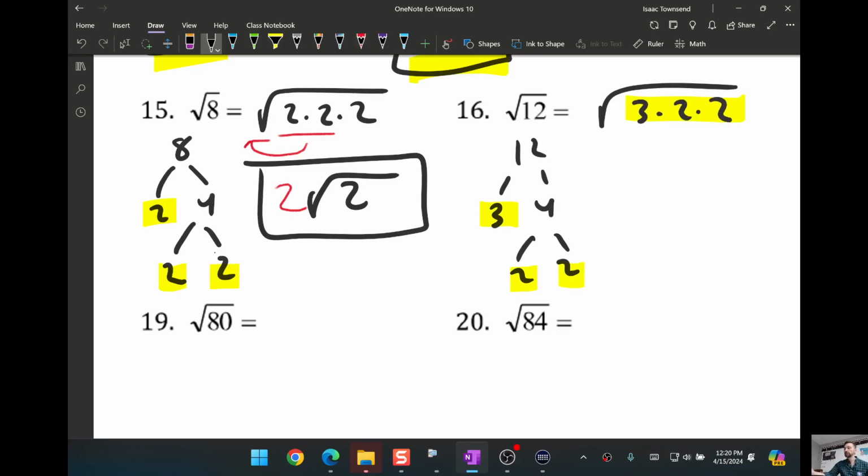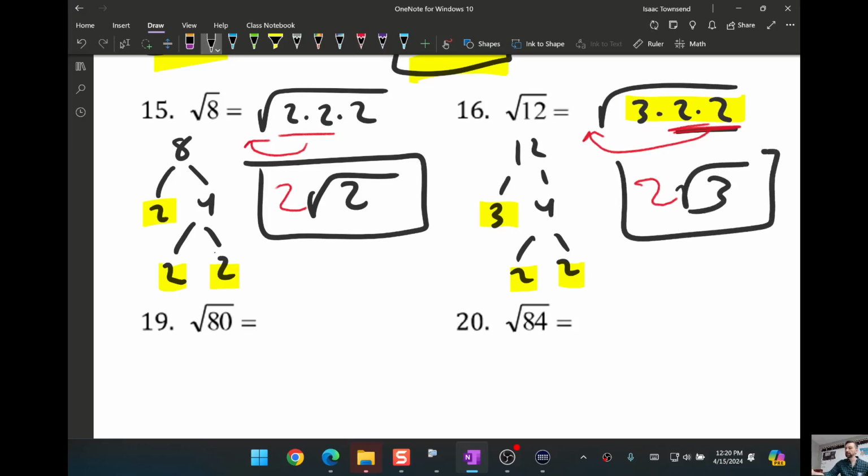So the 2 2's can group up and come out front, and there was a 3 left behind. Square roots, you just need 2 of the same thing. Whether it's 2 7's, 2 10's, 2 4's, 2 2's, 2 3's, doesn't matter. You need 2 of the same type of thing under the radical for one of them to come out as outside.